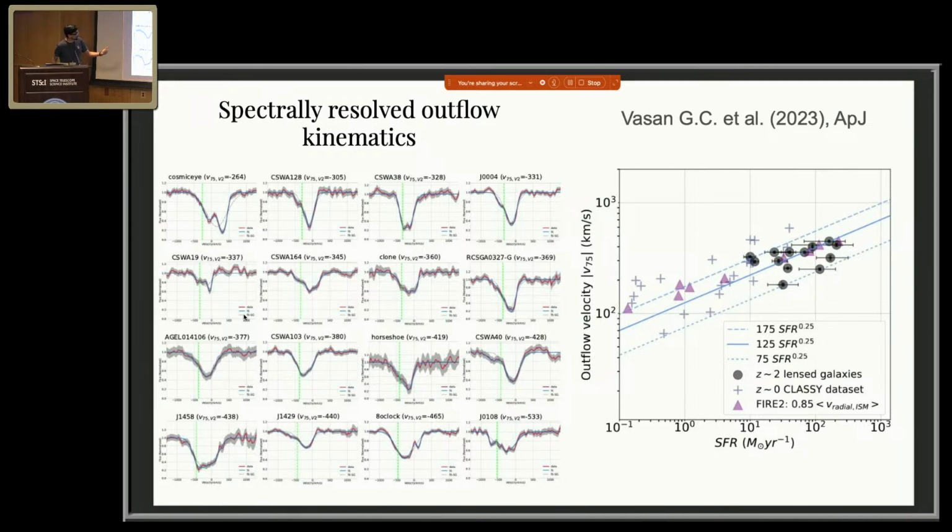And using these resolved ISM lines, you can then measure the outflow velocity as a function of star formation rate, which is what I'm showing on the right here. And we find that the momentum-driven wind scaling relation fits the outflow velocity that we measured for these galaxies.